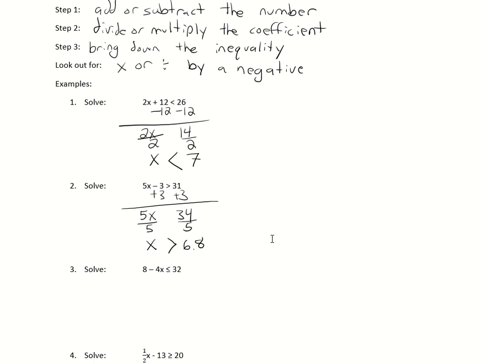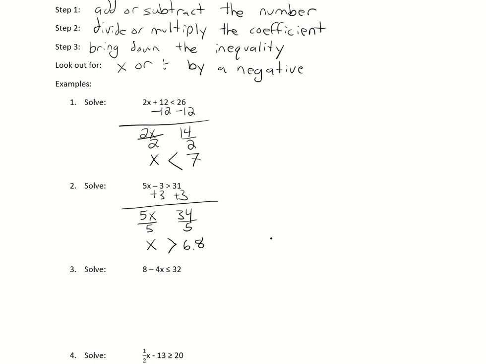Next one, 8 minus 4x is less than or equal to 32. I'm going to add or subtract the number by itself. So that is this 8 out front. Now please be very careful. This subtraction sign is not on the 8. It is not subtracting 8. It is subtracting the 4x.